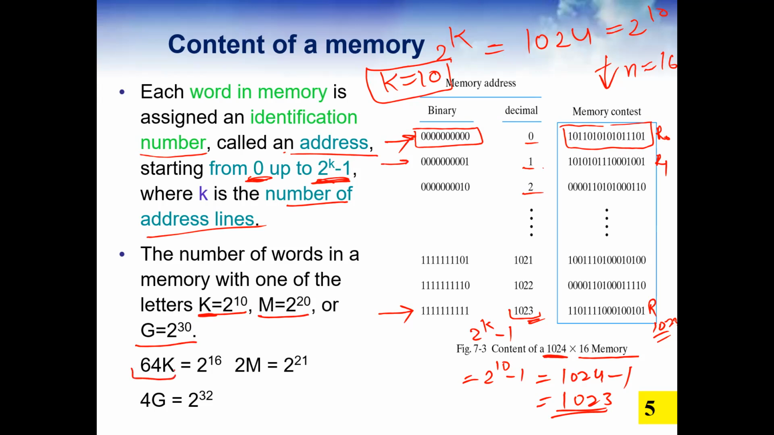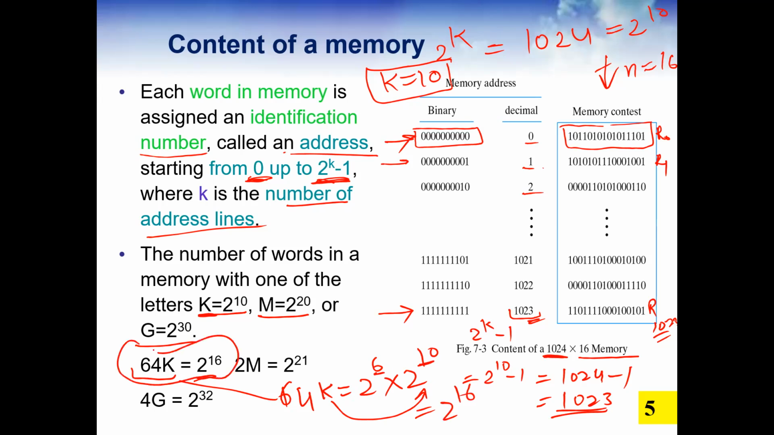If I want to say 64K, we can represent it like this. 64K means 64 times K, right? So 64 can be written as 2^6 multiplied by K, which is 2^10. You know that in a product the powers are summed, so it is 2^16. So 64K can be written as 2^16. It's just to let you know the different ways of representing kilo, mega, and giga.